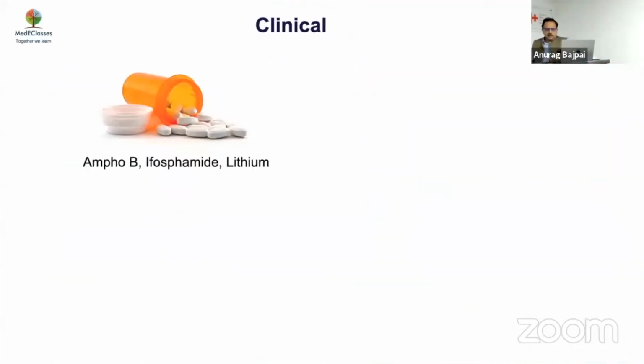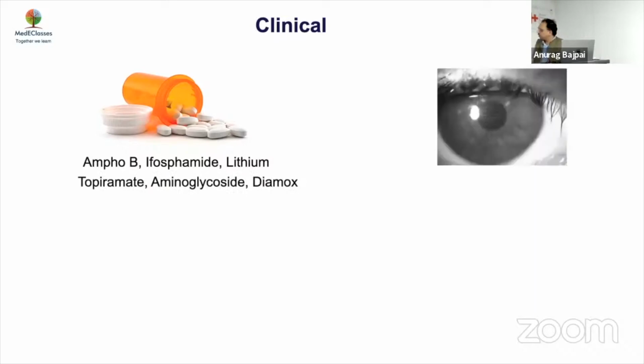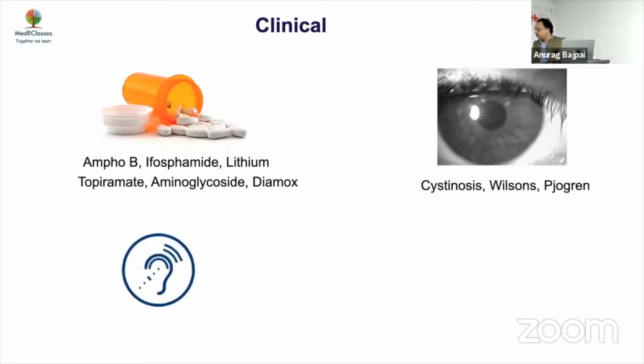Other clinical parameters will include the drug history, which is very important in a hospitalized patient: amphotericin B, ifosfamide, lithium, topiramate. Anybody with chronic seizures on topiramate can cause RTA. This is something you want to be aware of. Look at the eyes. Two things. If there are crystals, think of cystinosis. Otherwise, think of Sjogren's syndrome and Wilson's, of course, if you have the KF ring.